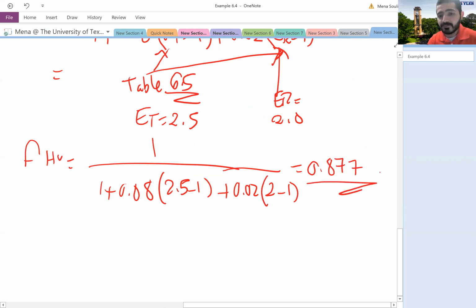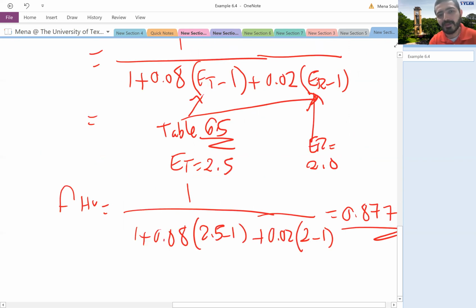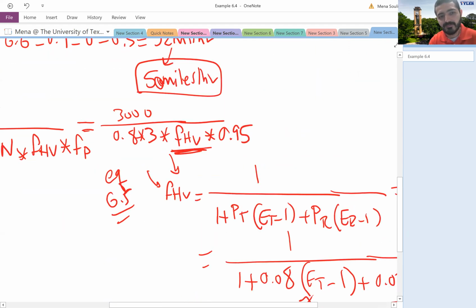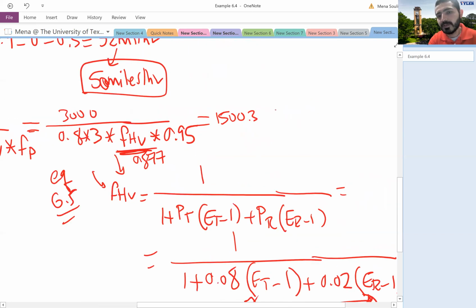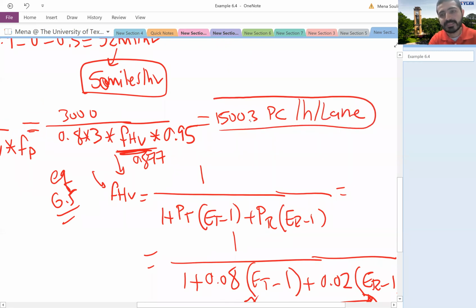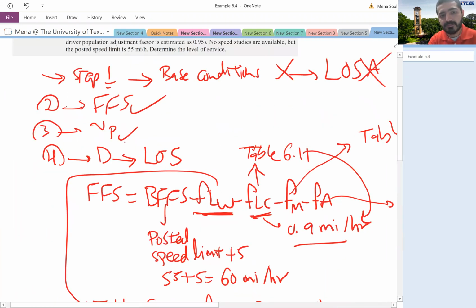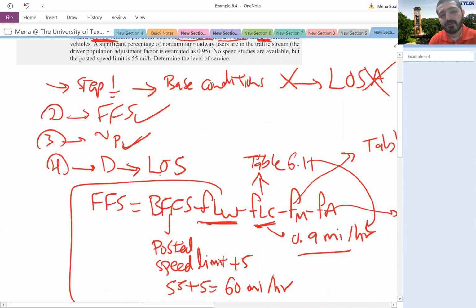Don't be lost in calculations. We are not done yet. So FHV, we go back to the VP. Now FHV is equal to 0.877, and everything else was known. So the VP is equal to 1,500.3 passenger cars per hour per lane. That's the VP. Why do we need the VP again? We need to get the VP in order to get the level of service.